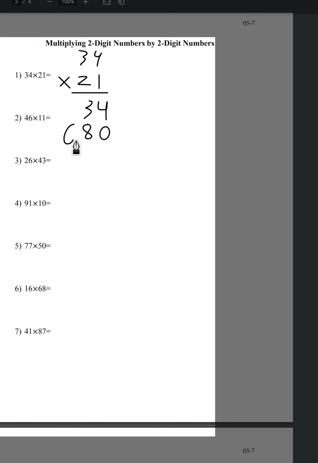That's not exactly a 6. Sure, 6. And then you get these two numbers that you multiplied, and you just add them. So that'll be 4, that'll be 1, and that'll be 7 since you carried the 1.